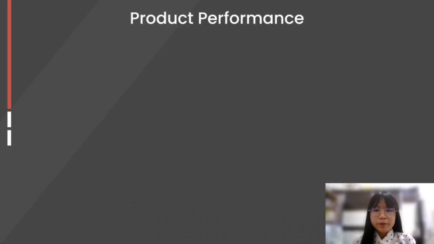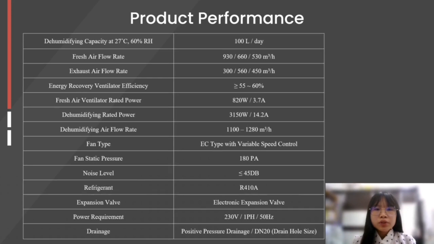Next is the product performance. The table shows the performance of the dehumidifier designed by our group, which includes the dehumidifying capacity, fresh air flow rate, exhaust air flow rate, and so on.